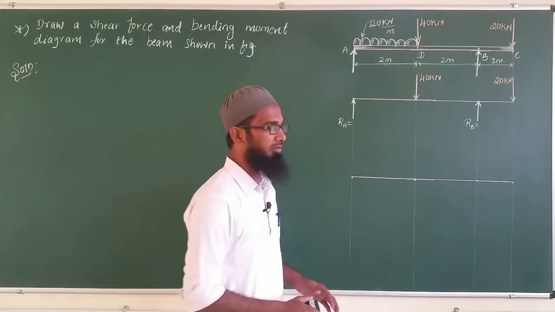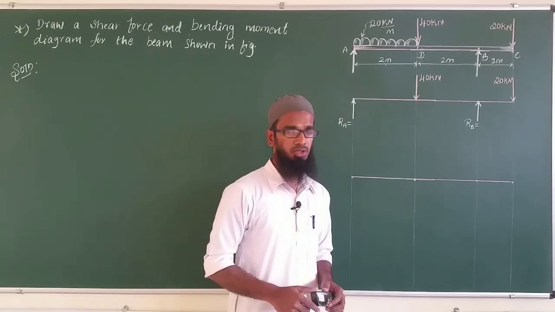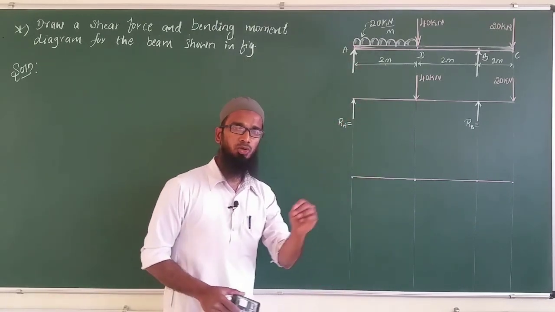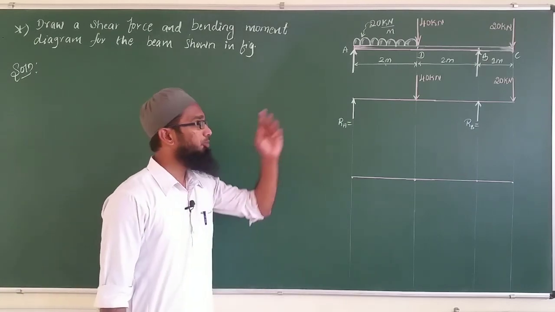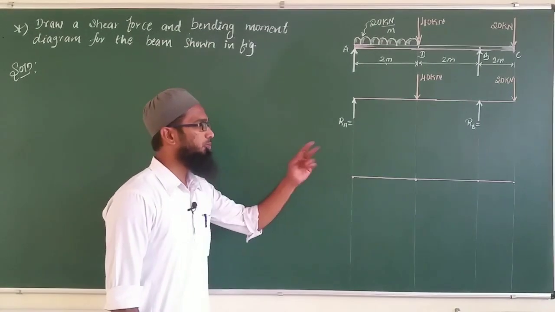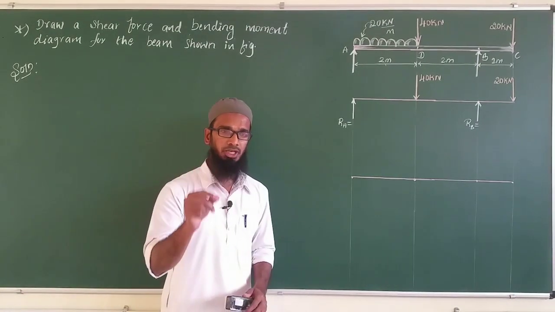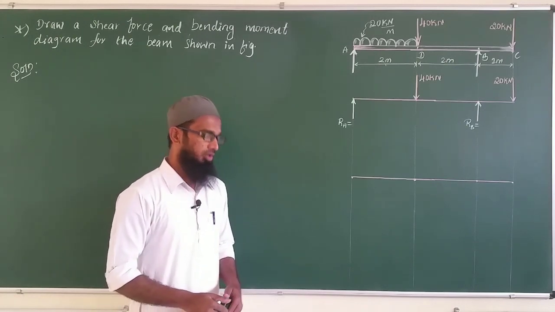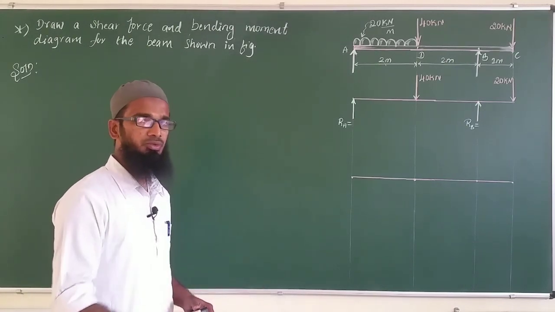Now in this problem we have taken only the point load as well as the UDL. Here the UDL is given as 20 kilonewton per meter, and the point loads are 40 kilonewton as well as 20 kilonewton. For this problem we have to find the shear force diagram as well as the bending moment diagram. The concept here is very simple.